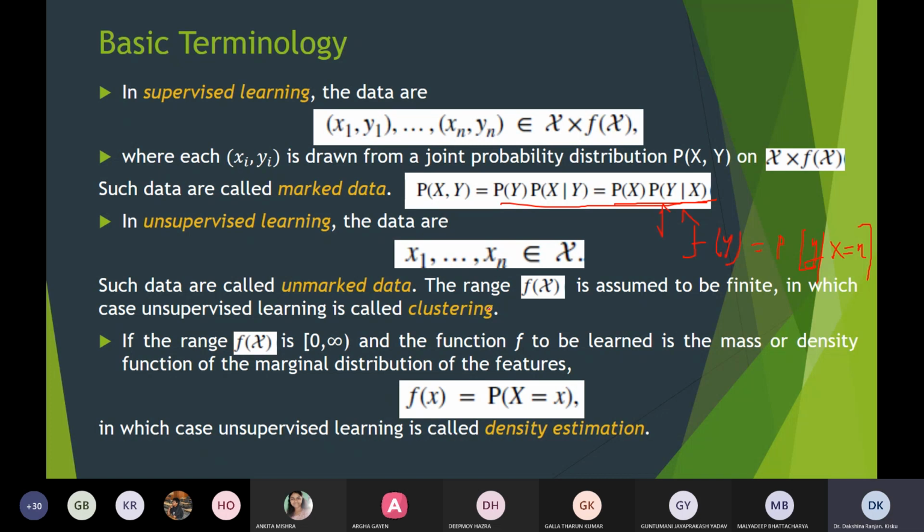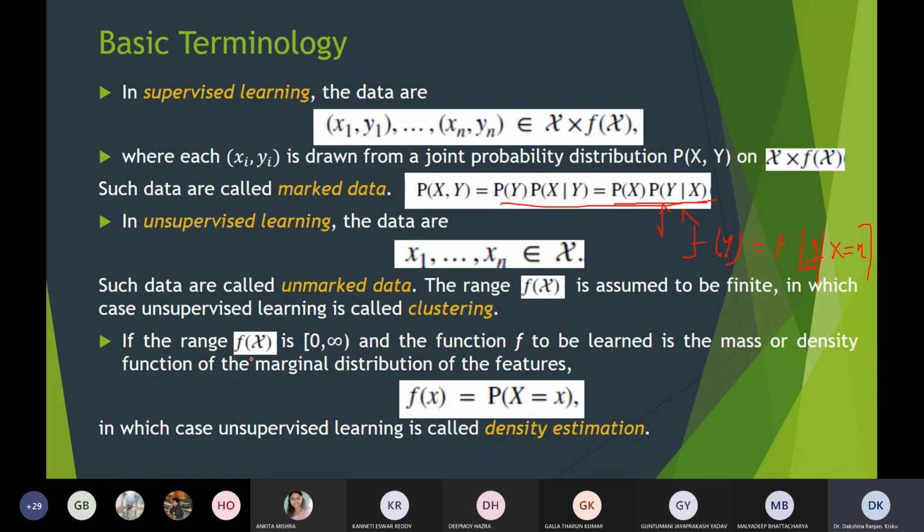The range of f of x is assumed to be finite. In this case, where the range is finite, we consider it the unsupervised learning case called clustering. But it is not necessary that the size of this range is known; it may be known or it may not be known. In both cases we can have this clustering strategy.